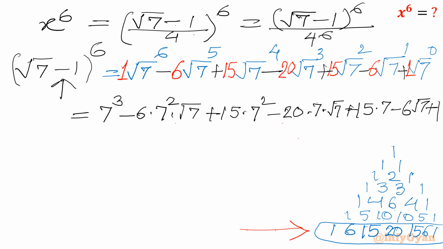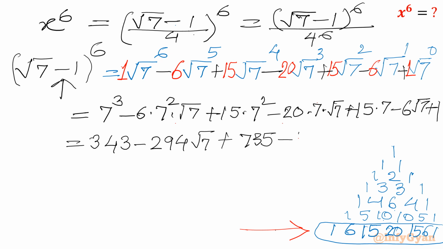Now we have to write the values. 7 cube is 343 minus 6 times 49. This is 294 root 7 plus 15 times 49. This value will come out 735 minus 140 root 7 plus 105 minus 6 root 7 plus 1.